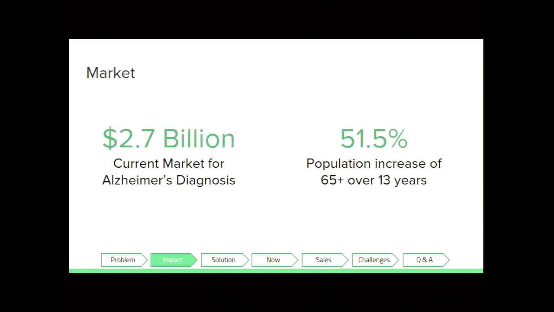Alzheimer's is the sixth leading cause of death in the world, and currently 1 in 10 seniors above the age of 65 have it. It's also the most expensive disease in America, resulting in Americans spending about $2.7 billion each year on just diagnosis alone. This number is expected to increase with the aging population of baby boomers and the increased life expectancy. More specifically, there is expected to be a 51.5 percent population increase of those 65 and over in the next 13 years. And by 2050, there's expected to be around 16 million people with Alzheimer's, about triple the number currently.